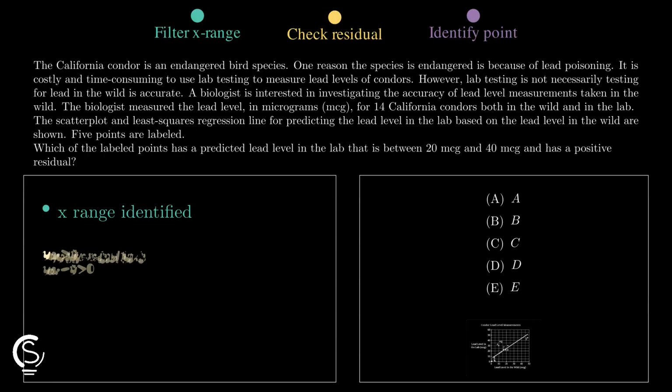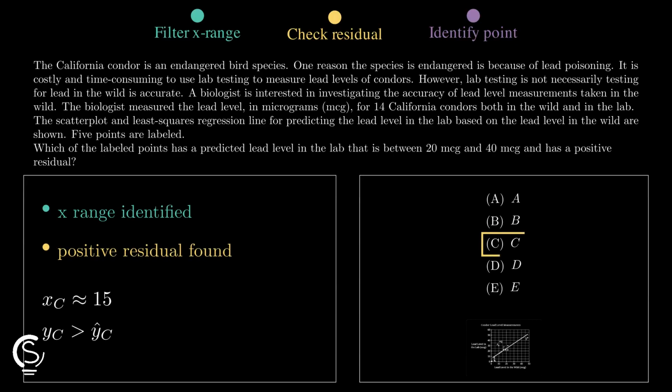Finally, we verify point C. It falls within our X range and sits above the regression line, satisfying both conditions perfectly. Points A and B fail and D is below.